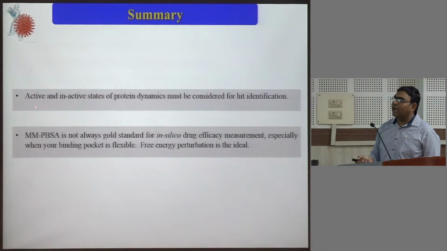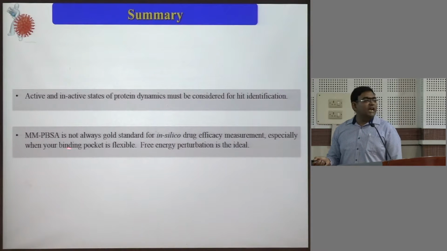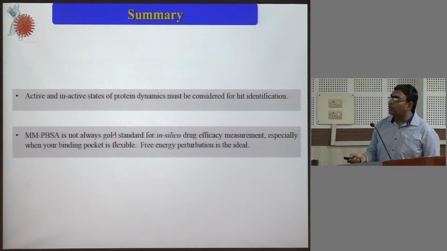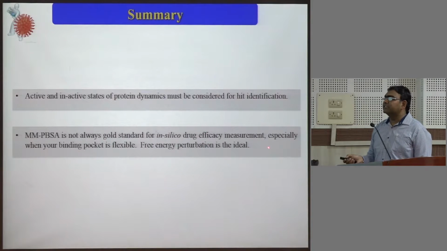You need to understand the active and inactive state of your protein dynamics. What does it mean? Active and inactive state means the on and off state of your protein. And these on and off states provide you enough atomic level information for your small molecule designing. Second thing, the association process, which is calculated by MMPBSA, is not always the gold standard for in silico drug efficacy measurement. You have to perform other experiments like dissociation when you deal with the flexibility of the protein. And in that scenario, the dissociation association ratio will provide the net delta G.